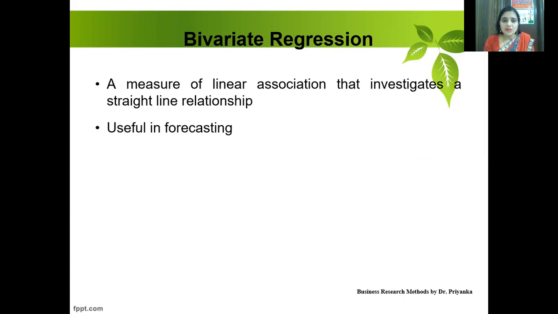For example, you have your company's 10-year sales data. You can actually forecast the 11th year's sales data as per the previous years' sales, right?